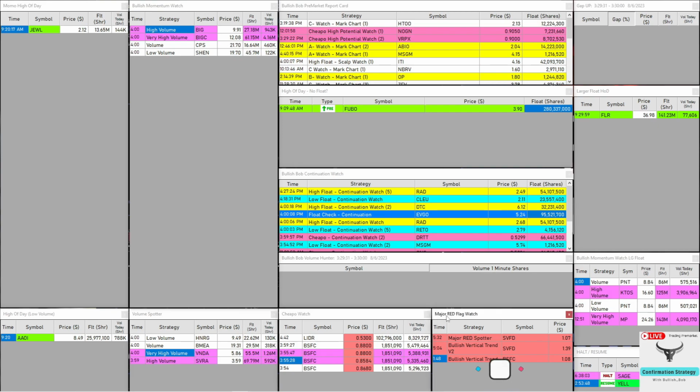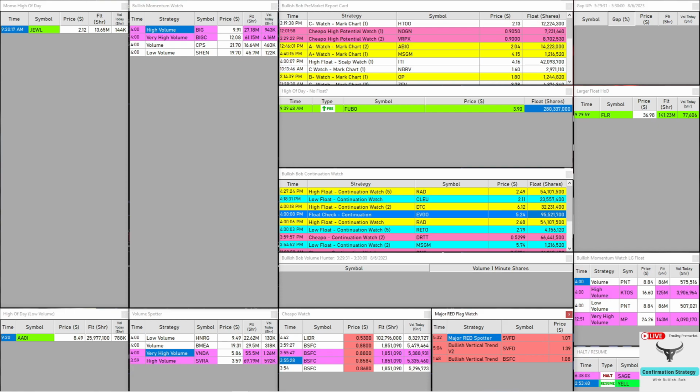Next to that, we have the major red flag watch, which is exactly that. We're going to see a couple different alerts on here. The major red spotter, that's going to let us know that there was a major red candle, something 4% negative or greater, and something we want to be notified about and be careful about before we get into the trade, as we want to assess those conditions and adjust our approach accordingly.